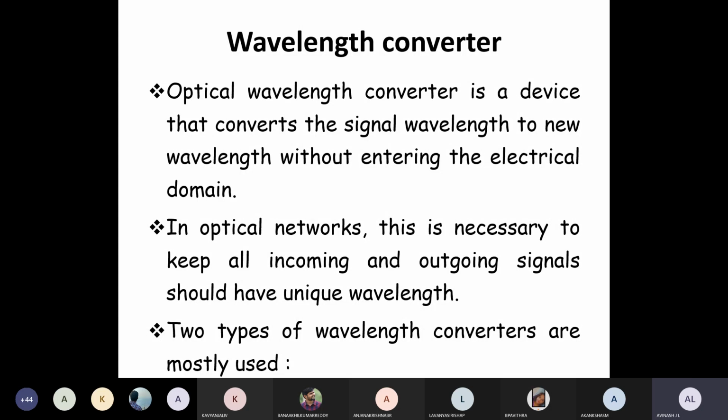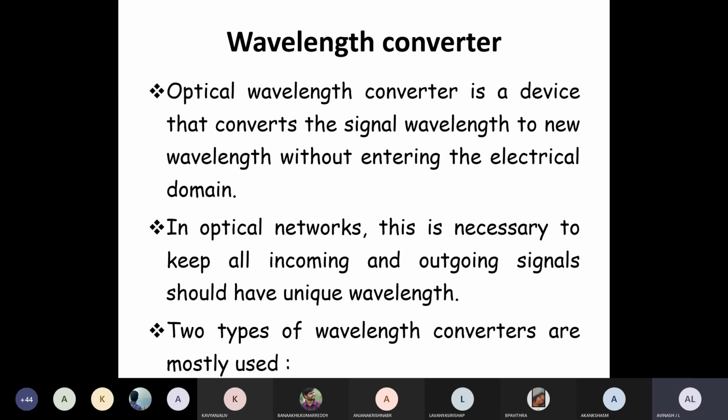That is fine. What is the speciality in it? The speciality in it is that without entering into the electrical domain, the wavelength conversion is going to happen. That is one of the advantageous features, the specialty feature. Optical wavelength converter is a device that converts the signal wavelength to the new wavelength without entering the electrical domain. Okay, that is the meaning of wavelength converter.